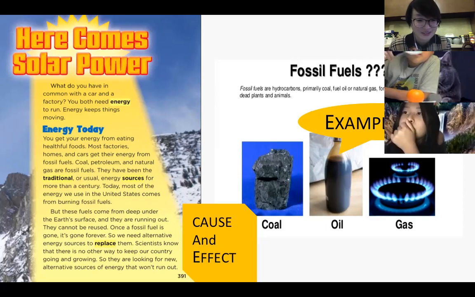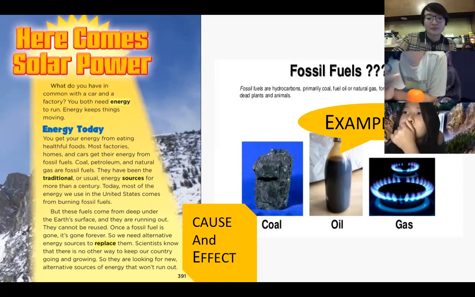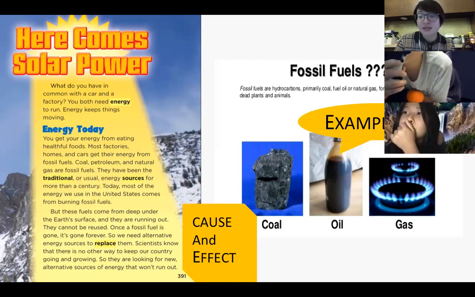I see so. Once a fossil fuel is gone, it's gone forever. So you need alternative energy sources to replace them. Good. That's a very good example. Anything else? Scientists know that there is no other way to keep our country growing. So they are looking for new alternative sources of energy that won't run out. Perfect. That's fantastic of you.